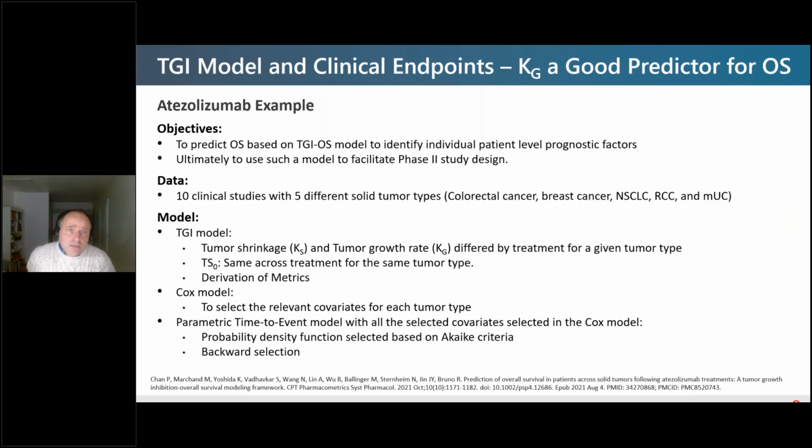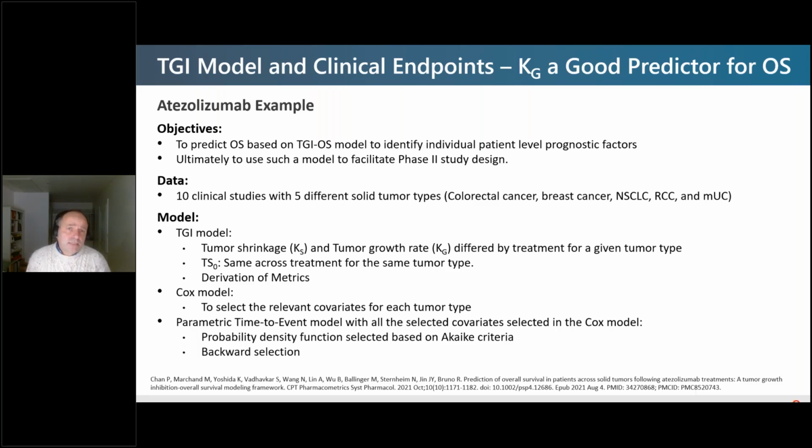Now we were only talking about non-small cell lung cancer, and what Genentech wanted to do, they actually extended the work on a larger database with different tumor types. They had the database of 10 clinical studies with 5 different tumor types: colorectal cancer, breast cancer, non-small cell lung cancer, renal cell carcinoma, and metastatic urothelial carcinoma.